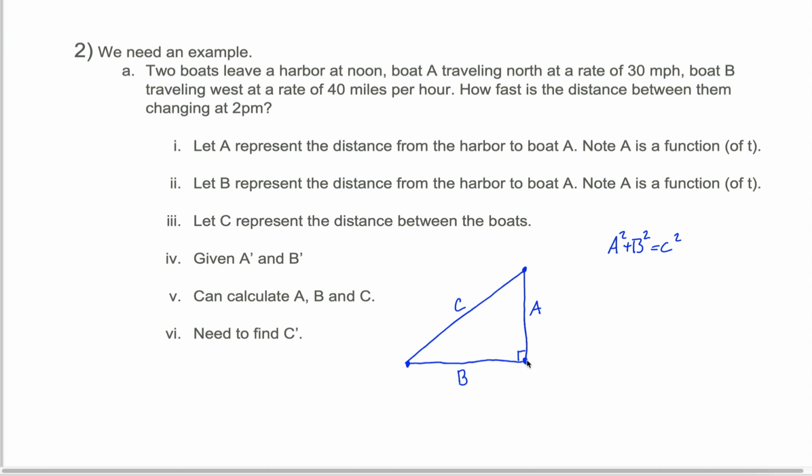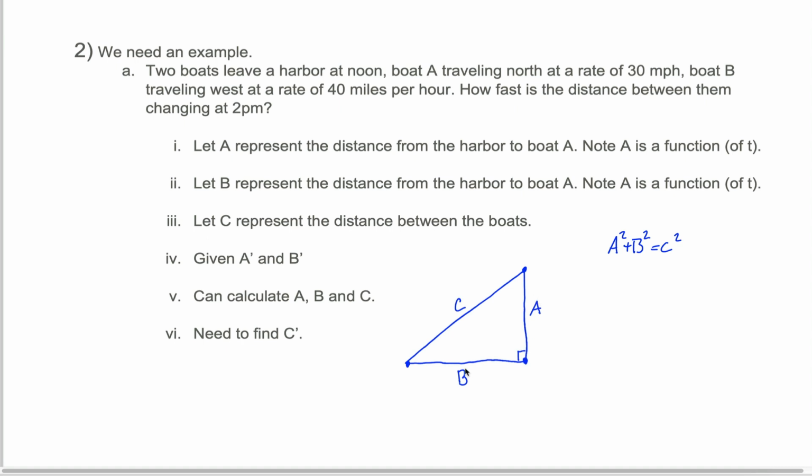At time 0, boat A is right here, so A of 0 would be equal to 0. At time 1, boat A is, I don't know, somewhere up here. Since it's traveling 30 miles per hour, after 1 hour, it's traveled 30 miles. So A of 1 would be equal to 30. We're interested at 2 p.m. when boat A is way up here. It's been traveling 30 miles per hour for 2 hours. I guess it's traveled 60 miles, so A of 2 is equal to 60.